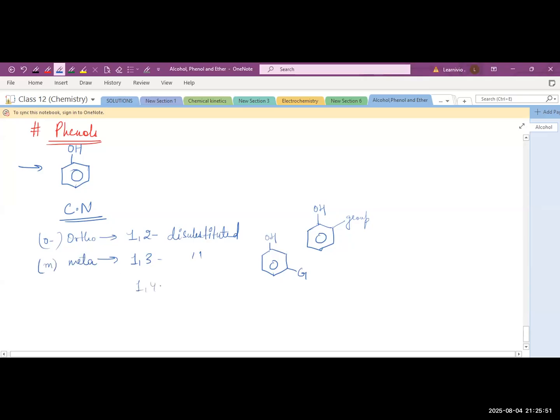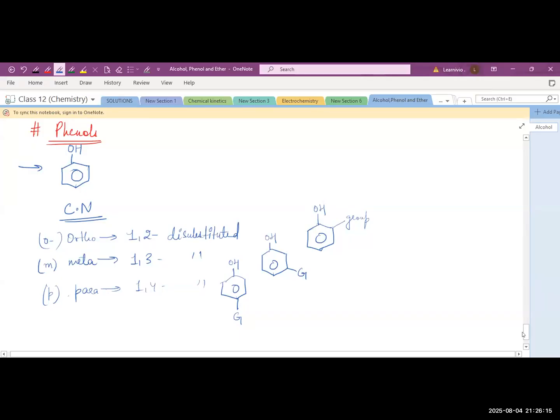Similarly for 1,4 disubstitution, one position is always for OH, and here is some group. So we call it para, right? In the common names we use small p for para. So basically these are used in the common names, so just remember that.